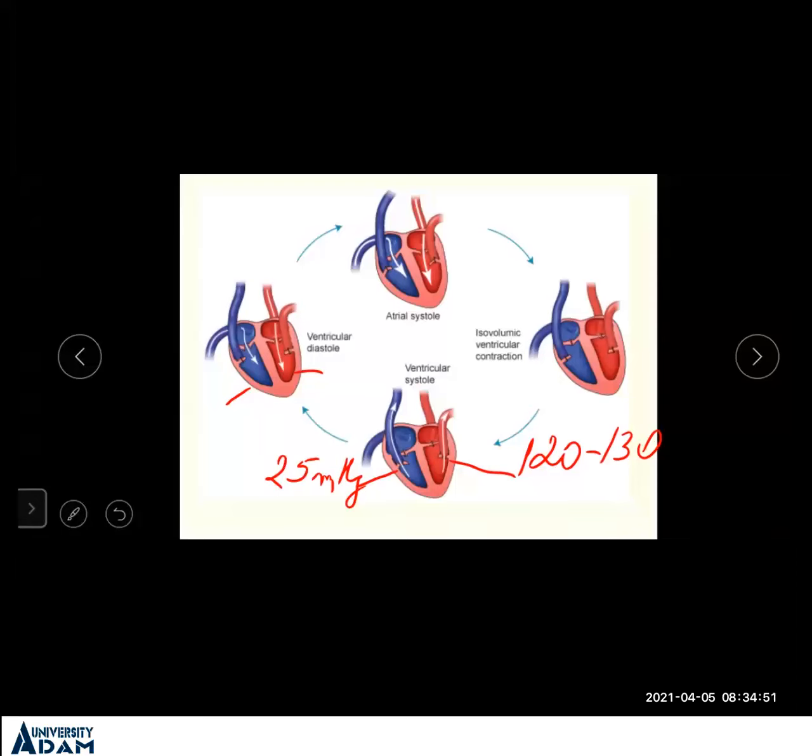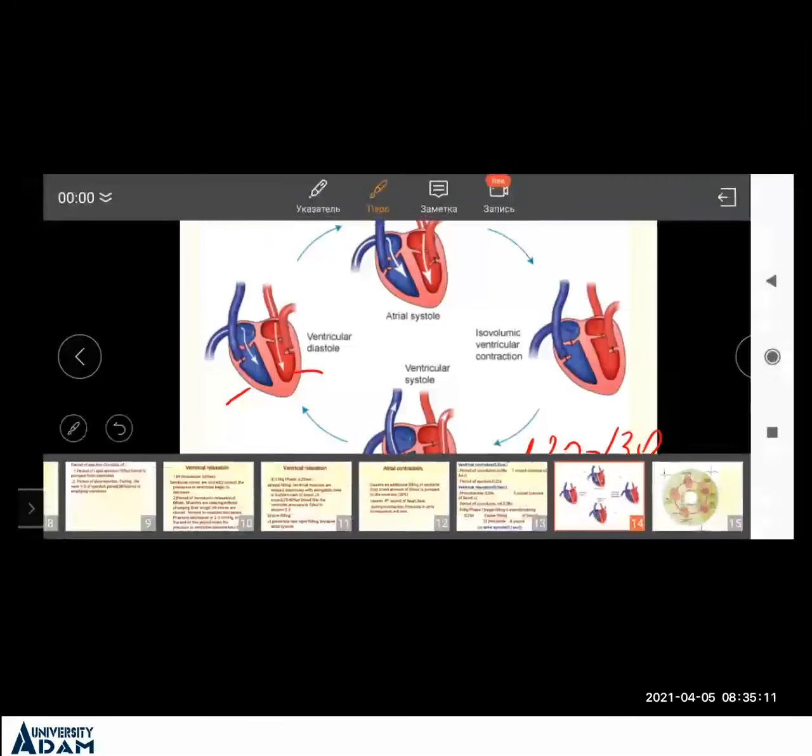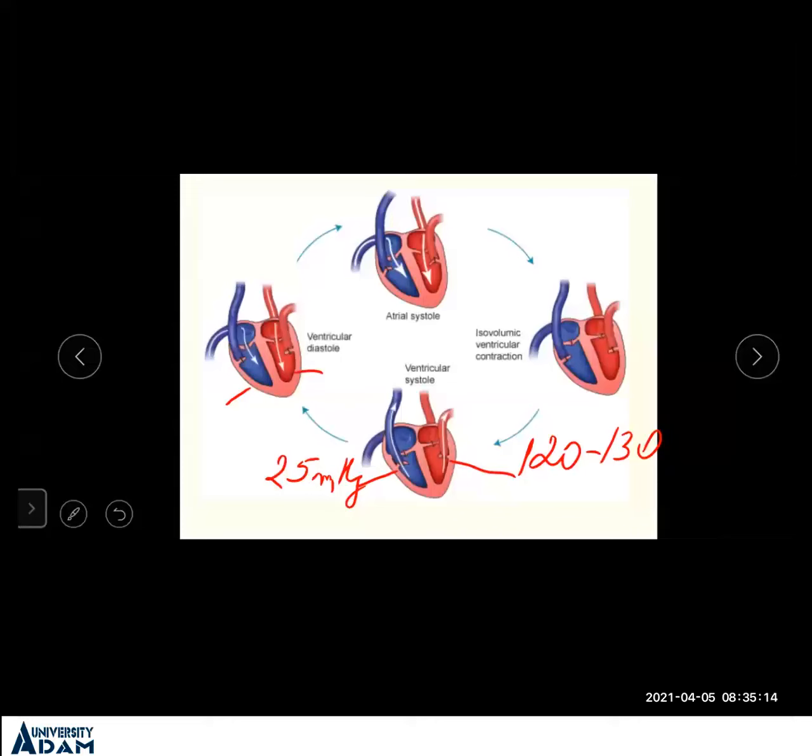During the diastole on the right side, it's usually around 8 to 10 mmHg. What is in the left? Ma'am, 3 to 12 millimeters. So yes, pressure decreases during diastole, up to 3 millimeters. Even it can reach 0.